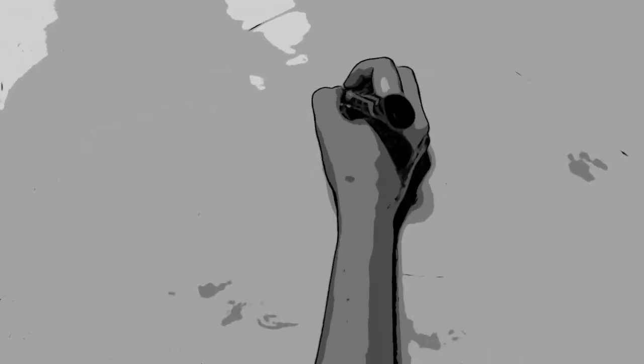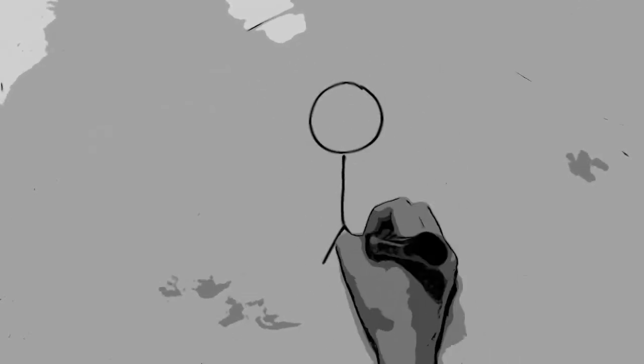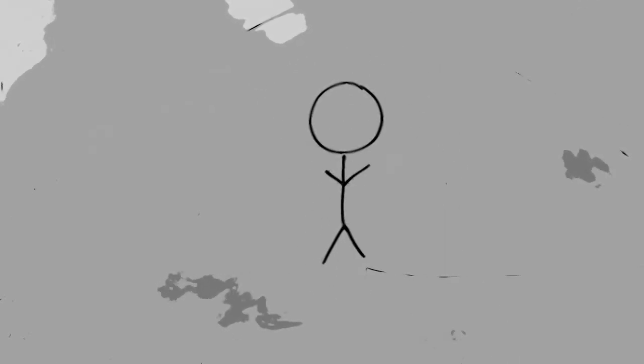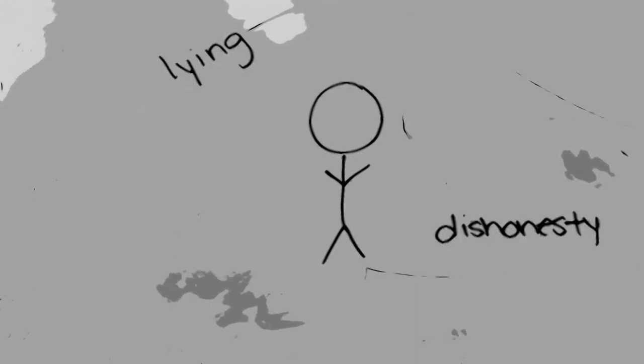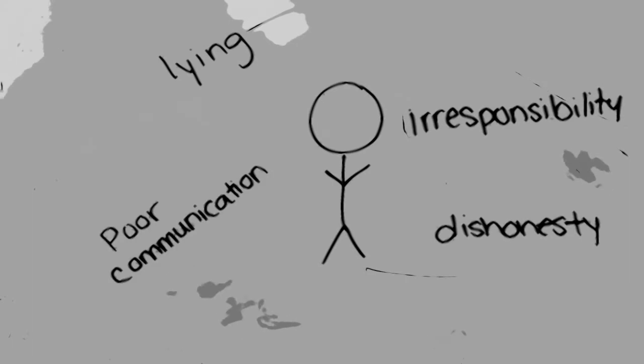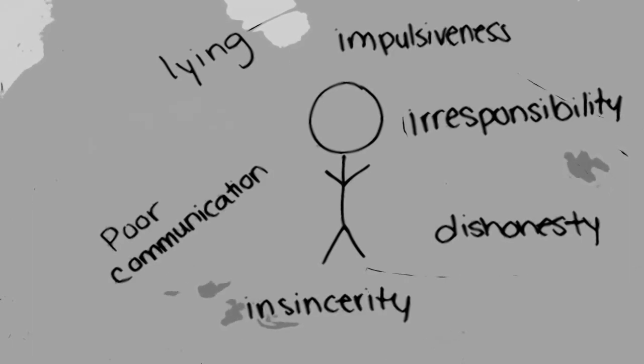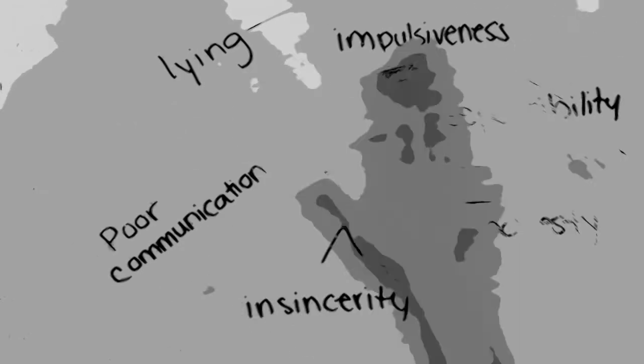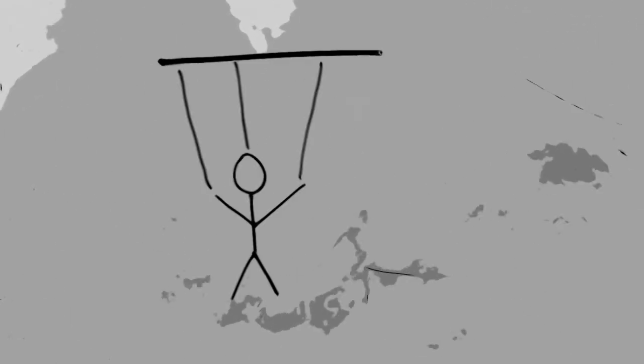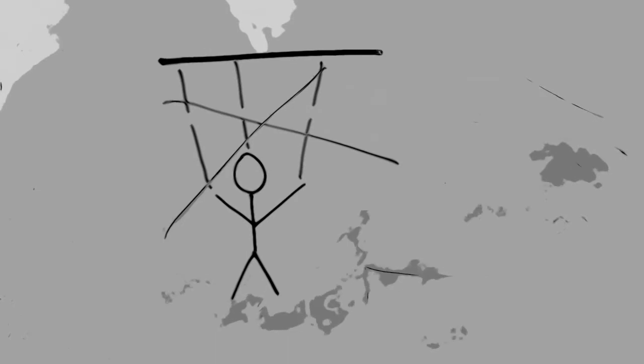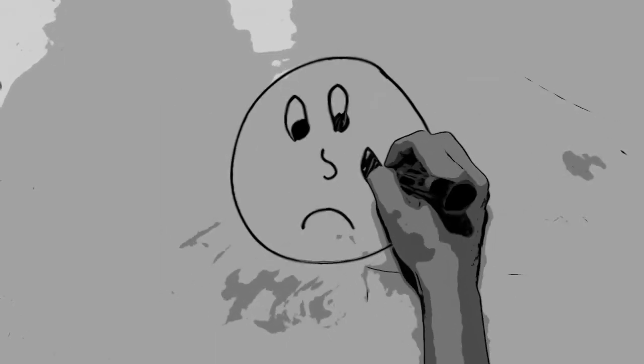Amongst the many observable characteristics of a gambler, the results of this study demonstrated a very high commonality of the following: lying, dishonesty, irresponsibility, poor communication, insincerity, and impulsiveness. In addition, all respondents shared that there is an observable lack of control over actions and a state of being emotionally ill in their gambling partners.